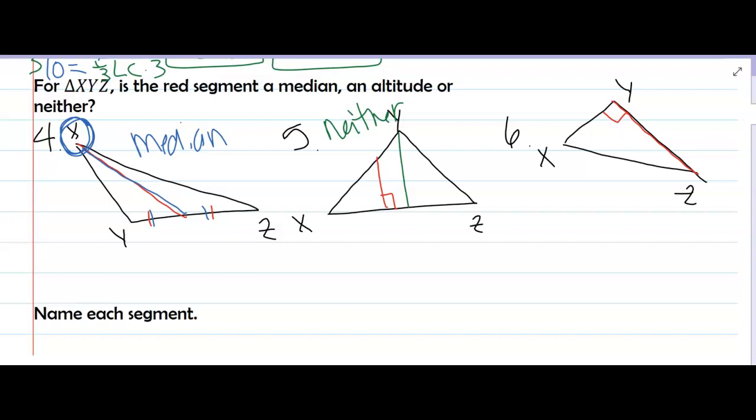Okay, if it's an altitude, it would have to start at a vertex, which we said, okay, it does start at the vertex Z, but it would have to come straight down and form a perpendicular line. And if you notice, that's exactly what's happening. I know it's on its side, but it is starting at point Z, and it's going straight down to this segment XY. So this is going to be an altitude.